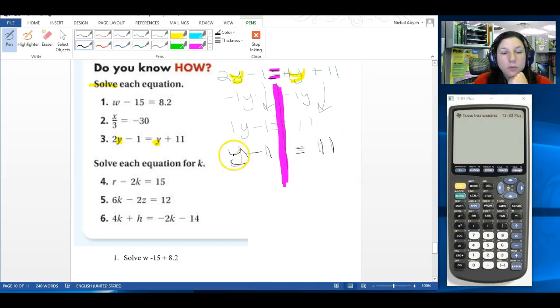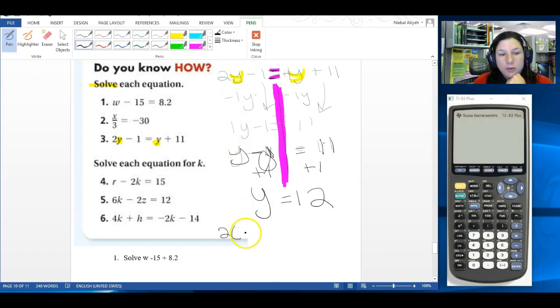Okay, so I want to figure out what is y, what's happening to it. It's having 1 taken away. So I undo that by adding 1. Negative 1 plus 1 gives me 0. So I get y equals 11 plus 1 is 12. Okay, and you can check that.